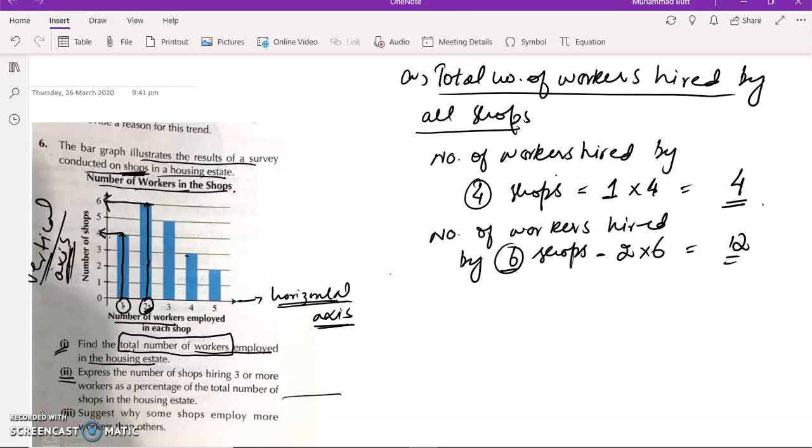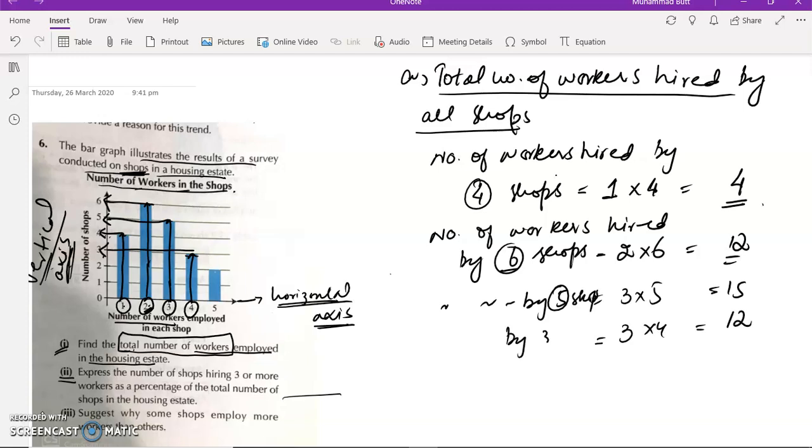And now the bar graph 3. 3 workers are hired by 5 shops. So in total it must be 3 into 5, 15. That is the number of workers hired by 5 shops. And then bar graph 4. 4 workers are hired by 3 shops. So 3 into 4, it will be 12. It is by 3 shops.